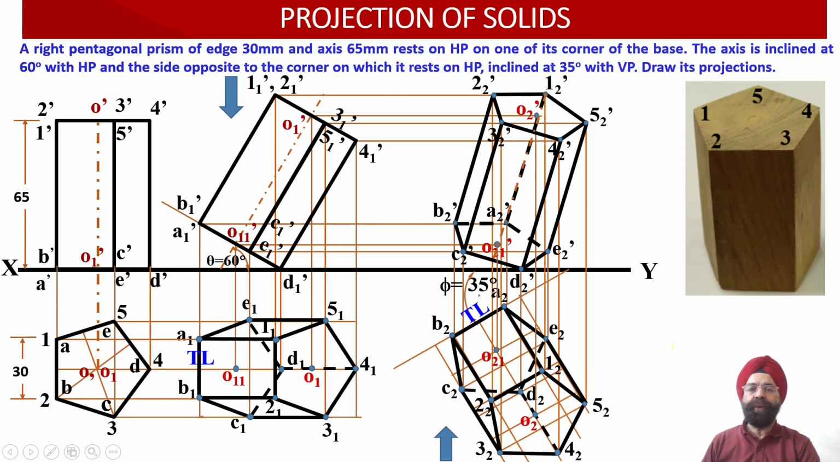So this is all for today. I hope that through this discussion you would have understood the procedure: how do we evaluate orthographic front view and top view projections of a right pentagonal prism in which the axis is inclined at an angle of 60 degrees with respect to the horizontal plane, while the prism is resting on one of its corners on the horizontal plane, and the edge opposite to this corner is inclined with respect to the vertical plane at an angle of 35 degrees.